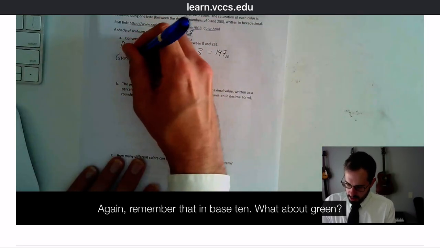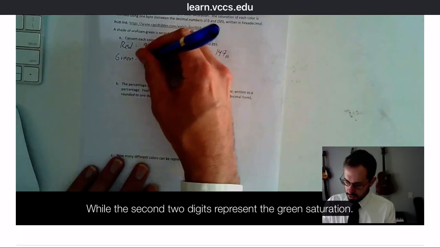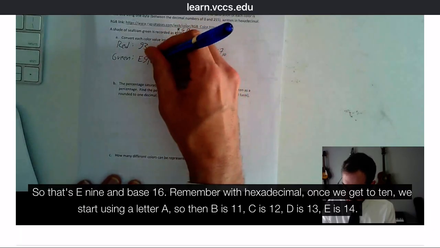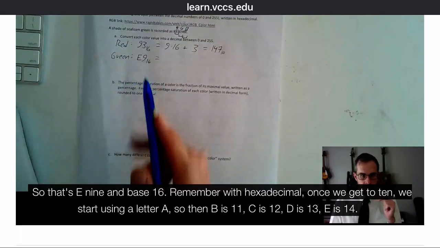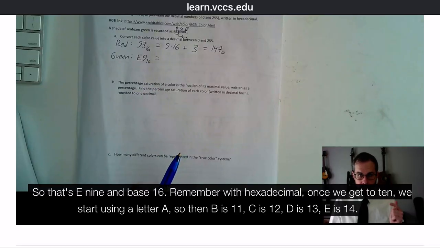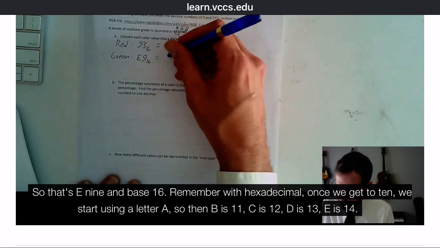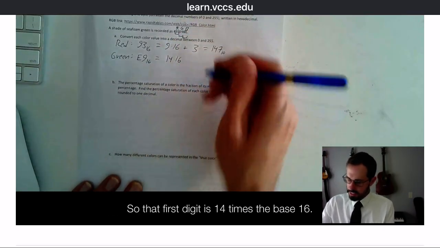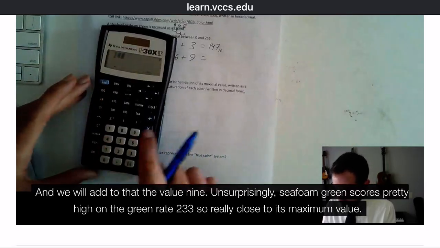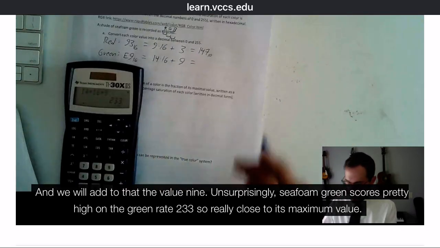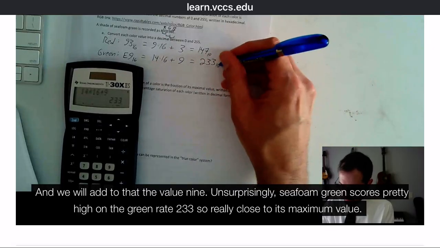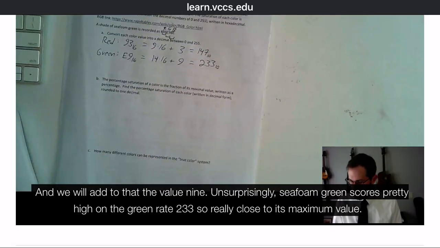What about green? The second 2 digits represent the green saturation, so that's E9 in base 16. Remember with hexadecimal, once we get to 10, we start using the letter A. So then B is 11, C is 12, D is 13, E is 14. So that first digit is 14 times the base 16, and we will add to that the value 9. Unsurprisingly, seafoam green scores pretty high on the green rate, 233, so really close to its maximum value.